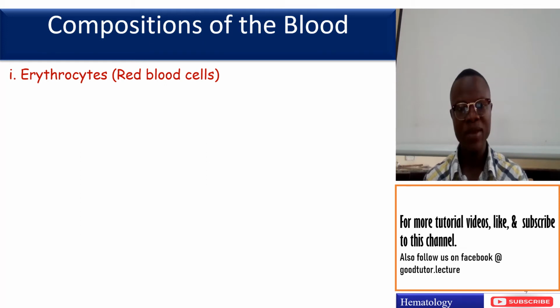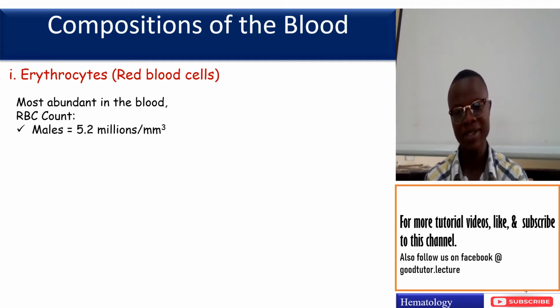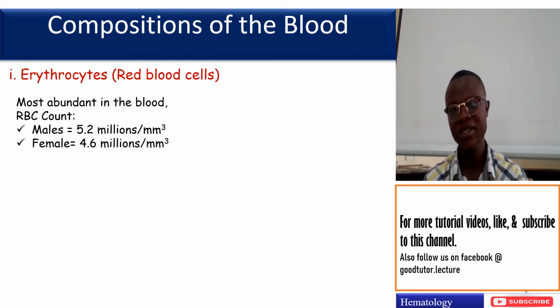We begin with the erythrocytes. The erythrocytes are also called the red blood cells, and to better understand the erythrocyte, we are going to consider some important aspects of the red blood cell. Firstly, the erythrocyte is the most abundant type of cell in the blood. So, in males, the erythrocytes are about 5.2 million cells per cubic millimeter, whereas in females there are about 4.6 million per cubic millimeter.